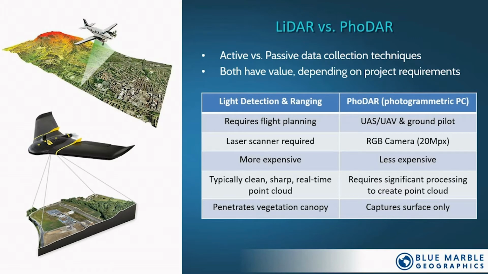Traditional LiDAR required a fixed wing aircraft and a pilot. So that usually was a little bit more involved, required optimal conditions, etc. Whereas a FODAR collection process, you just need a clear day and send your drone up, and it doesn't obviously require any significant planning. The technology is a laser scanner, obviously, for LiDAR, but for FODAR, you're just looking at a camera. Obviously, the higher the resolution, the better the quality of the image.